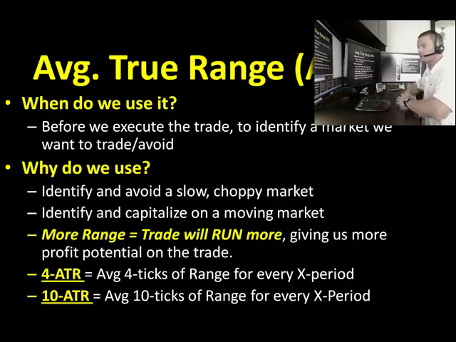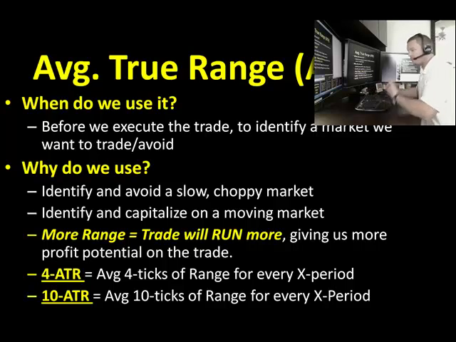We want that range to be as wide as possible because obviously a 10-point range is going to make us 10 points of profit. A 1-point range will only make us 1 point of profit. Do you want to make 10 points or make 1 point? I think we know the answer to that question.